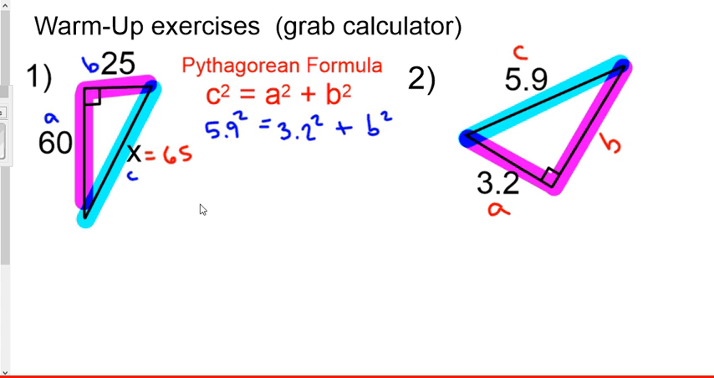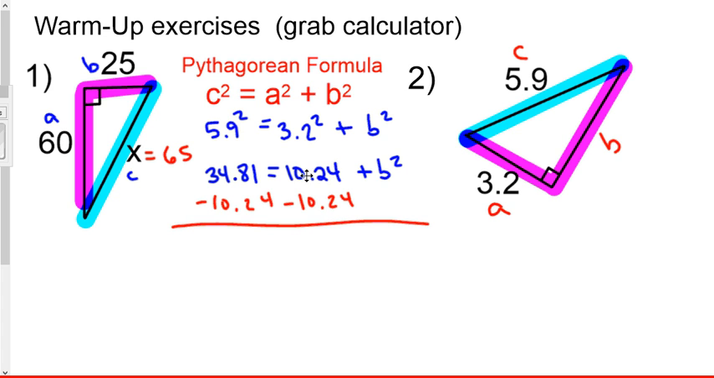5.9 squared is 34.81. 3.2 to the second power is 10.24. And then basically we just need to get everything away from the variable. So we'll subtract 10.24 from both sides, makes that go away. And after we do the subtraction there, we get 24.57.